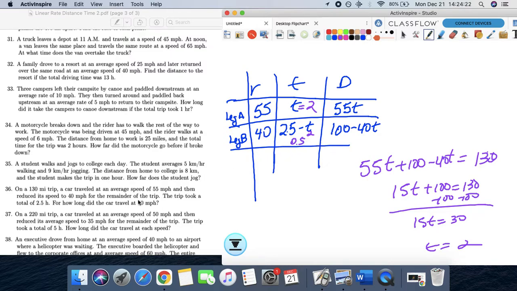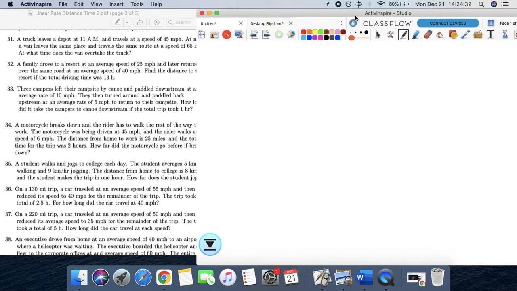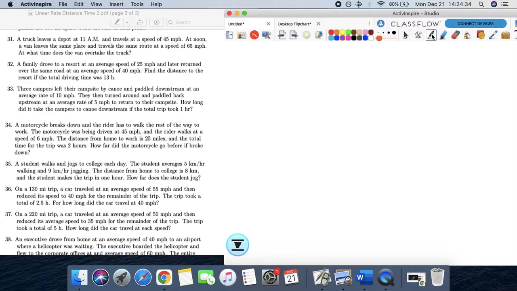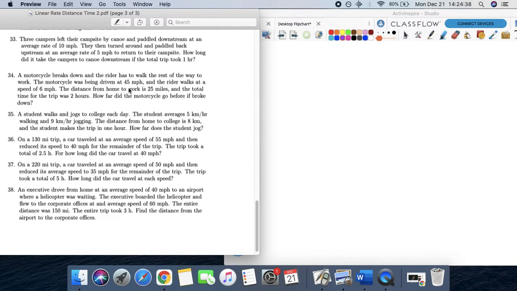But that's not the question. For how long did he drive? Oh, yeah, that is a question. For how long did the car travel 40 miles an hour? Only for 0.5 of an hour. So that was correct. 38. Is that the last question? Yay.